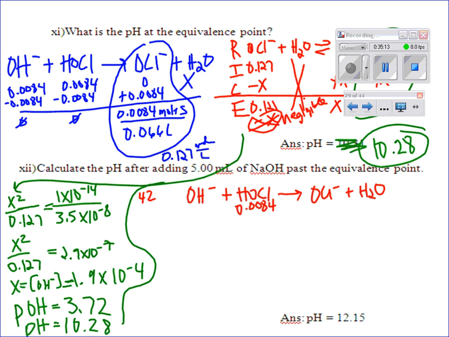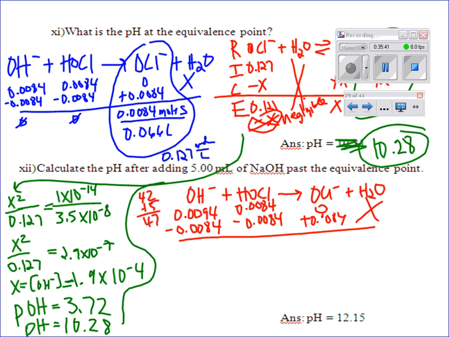We were at 42 mL, right? And we added 5 more. That put us at 47 mL of 0.2. So 0.047 times 0.2, 0.0094. So we're going to 0.0084 plus 0.0084. But what can you tell me? Invader wins because it's strong. So this is 0.0014, and this is going to win.